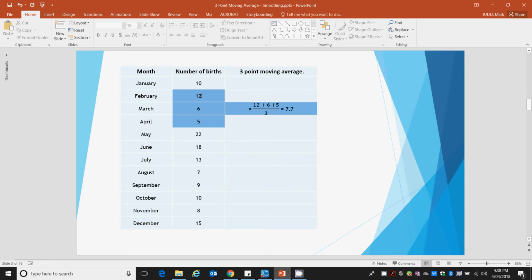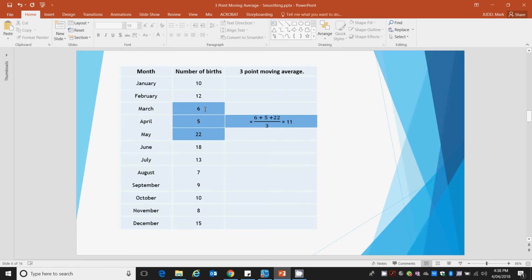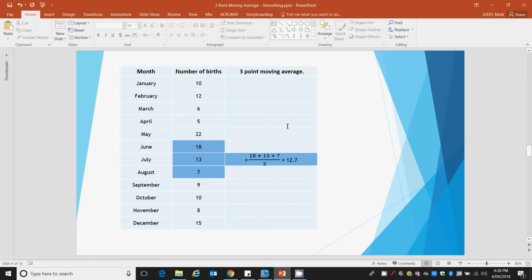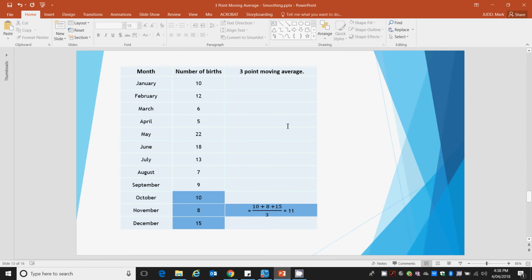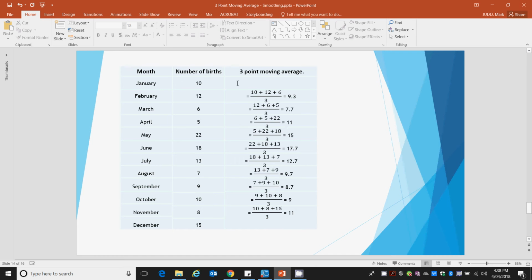The next 3 for Feb, March and April, we work out the average of 7.7 and that's moved and centered against March, the central month. Then March, April, May, we work out the 6, 5, 22 average divided by 3 gives me 11 and so forth. And we work that out for all our values. You'll notice that using a 3-point moving average, we effectively lose our data for January because we don't know the month before, and we lose our data for December because we don't know any data of the month after.